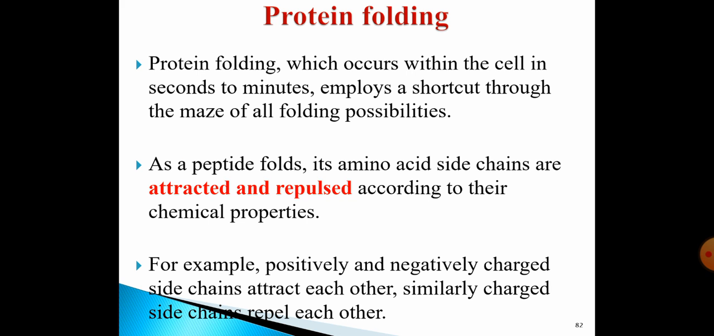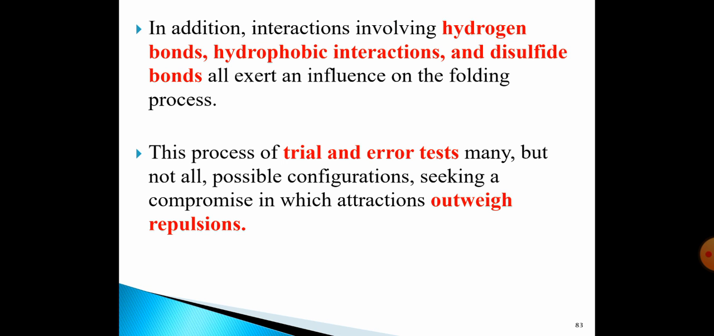As a peptide folds, its amino acid chains are attracted and repelled according to their chemical properties. For example, positively and negatively charged side chains attract each other. Similarly charged side chains repel each other. In addition, hydrophobic interactions and hydrogen bonding, and the disulfide bond, are very important for folding. All exert influence on the folding process. This process of trial and error tests many possible configurations, seeking one in which attraction outweighs repulsion. So folding is very important. It depends on the bonds.